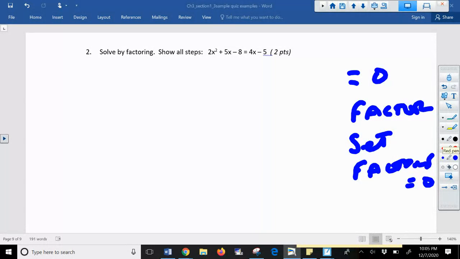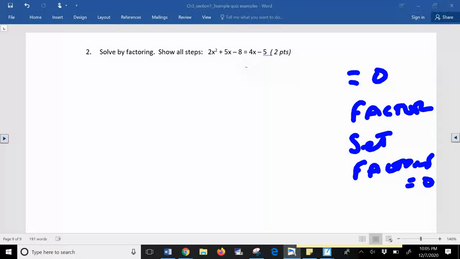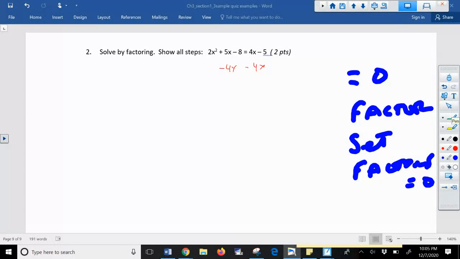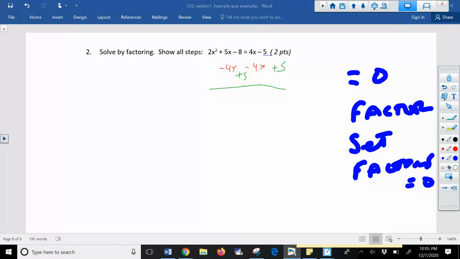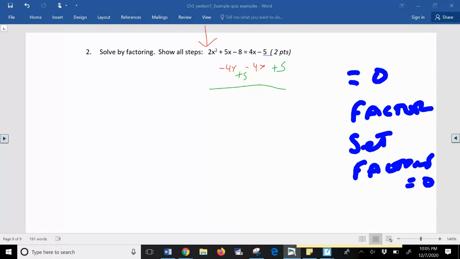So on the first step here, we need to get this set equal to 0. So I'm going to subtract 4x from both sides. And at the same time, we'll add 5 to both sides. And that's to get everything on one side of the equation. If you have a choice about having the leading coefficient positive or negative, I would make it positive. This one, there's not a whole lot of choices. So 2x squared plus x, and then negative 8 plus 5 is minus 3 equals 0, because 4x minus 4x is 0, and negative 5 plus 5 is 0.